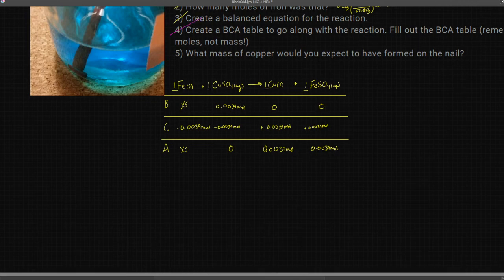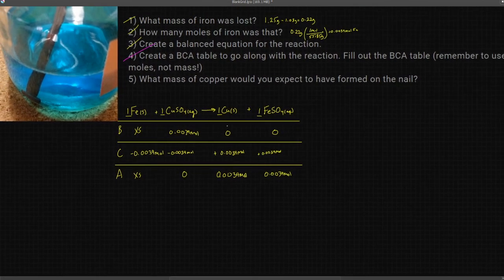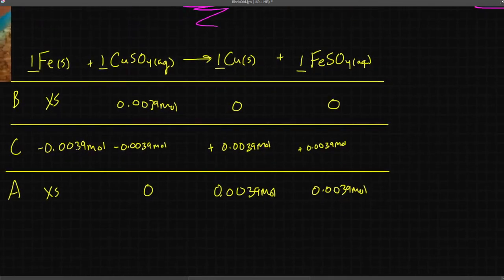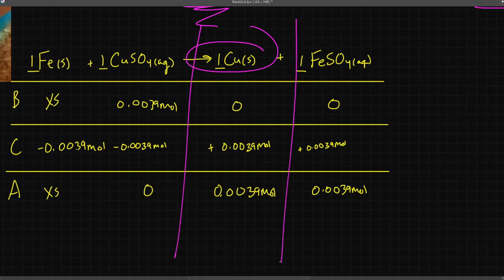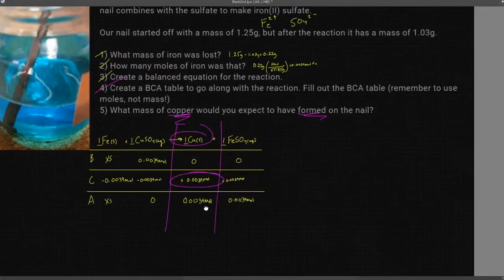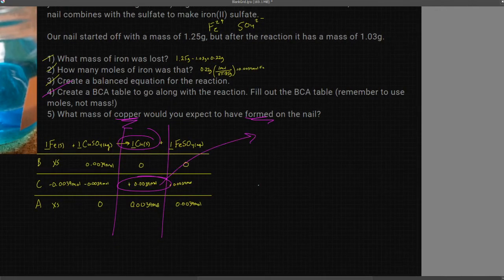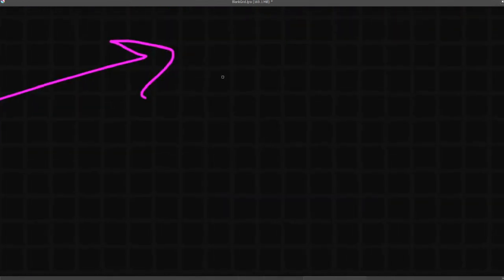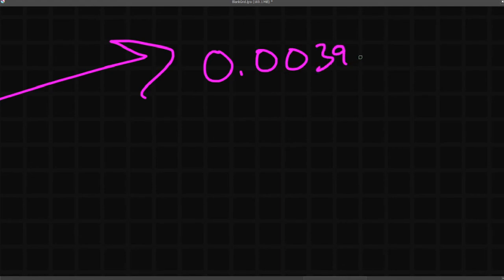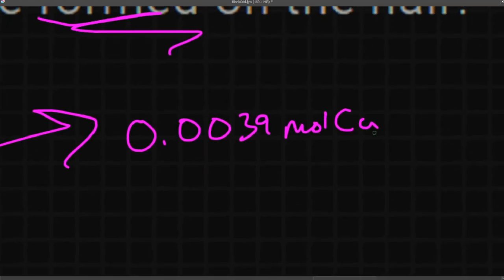So, number 4. All right, last one, number 5. What mass of copper would you have expected to form on the nail? So what we need to do is look for the copper formed. How much copper did we make? Let's look back here at our BCA table. The one here that's the copper is this one, so we're looking for something in this column. Now, how much copper was made? Well, we started off with 0, and then we made 0.0039 moles. So I'm going to use that 0.0039 moles to figure out how much copper we made. We know that we have 0.0039 moles of copper that we just made.